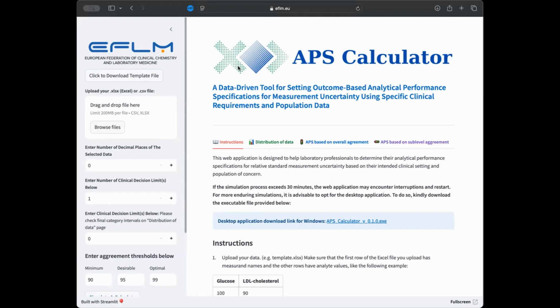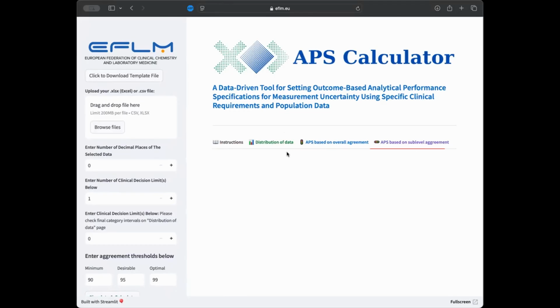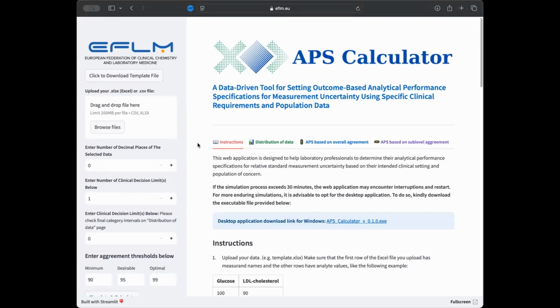So let's look at how to use this web application. Actually, the web application has a quite easy to use interface, and there's a sidebar here, and also there are 4 tabs that show the instructions, distribution of your data after you upload your data, APS-C based on overall agreement, and APS based on sub-level agreements.